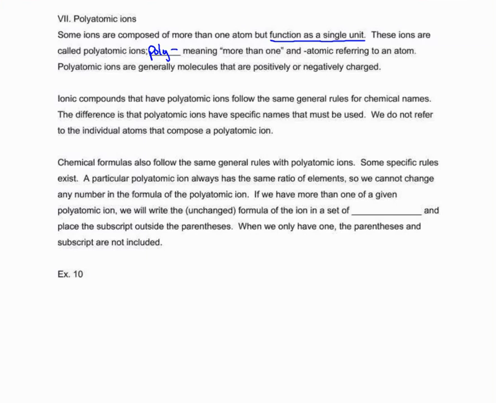Ionic compounds that have polyatomic ions will follow the same general rules for chemical names. Remember, the cation comes first, the anion comes at the end. The difference is that polyatomic ions have specific names that must be used. It's important we do not refer to the individual atoms that compose a polyatomic ion. So one example that you'll see we'll work with on example 10.